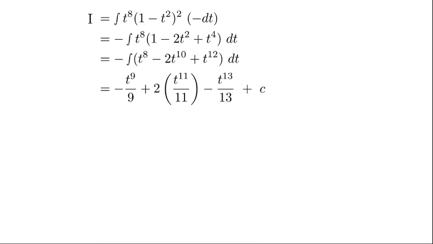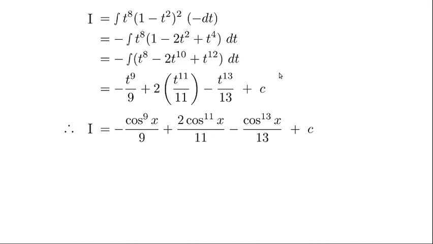and integration of t raised to 8 is t raised to 9 upon 9, integration of t raised to 10 is t raised to 11 upon 11, and integration of t raised to 12 is t raised to 13 upon 13. Along with that the minus sign gets in, so it becomes minus, this becomes plus, and this becomes negative. Now put back the value of t. The value of t is cos x, so it becomes minus cos raised to 9x upon 9 plus 2 cos raised to 11x upon 11 minus cos raised to 13x upon 13 plus c.